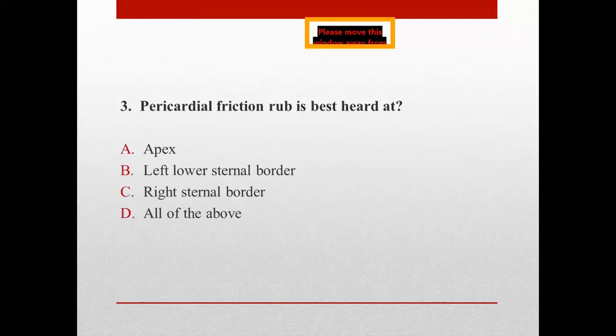Pericardial friction rub is best heard at, it is a clinical question, at the apex, at the left lower sternal border, at the right sternal border, or all of the above. So, you can answer.